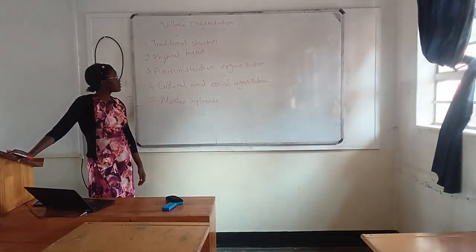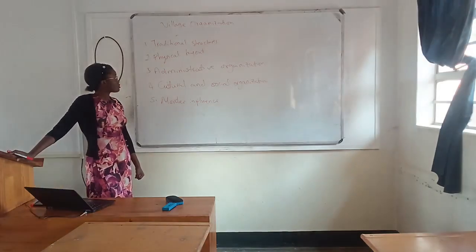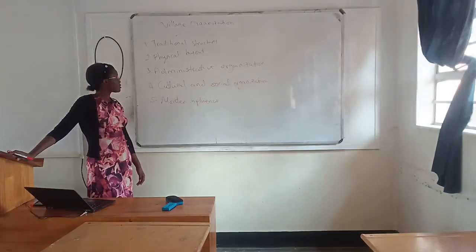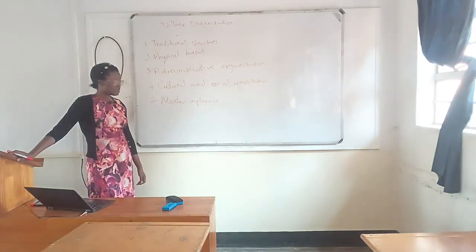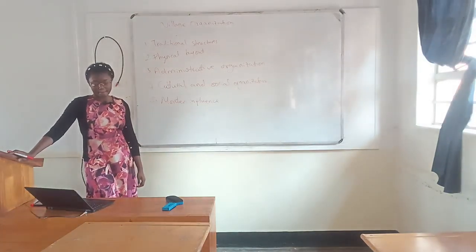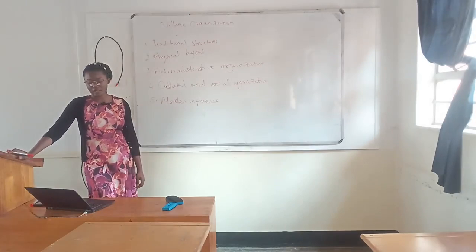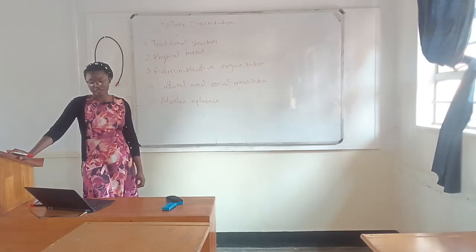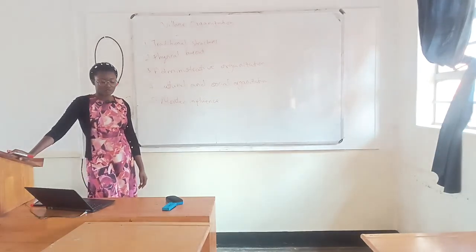So we can look at how villages are organized based on 5 things: the traditional structures, the physical layout, which we've sort of started looking at, the administrative organization, the cultural and social organization, and the modern influences. But then in Malawi, we typically note that villages are organized based on traditional customs and administrative structures. But also, they vary depending on the region, the cultural practices, and the level of development.